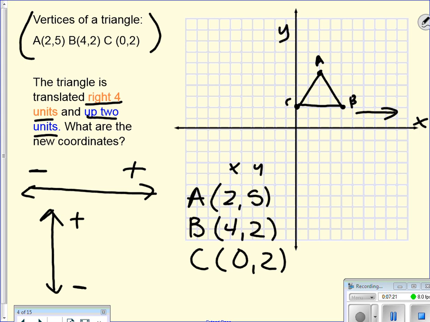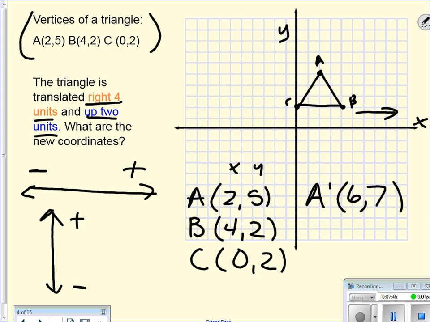Very good. So my new A, and I put a little mark behind it, it's called A prime. That's like my new A coordinate. So my new X for A is going to be 6. Now, it's telling me I want to go up 2. What am I going to do to my 5? I'm going to add 2. So that's my new one.